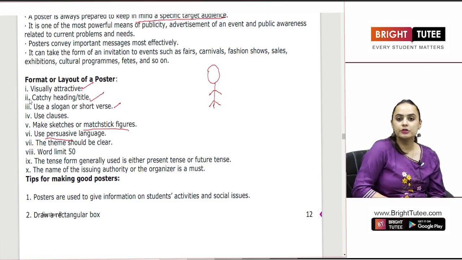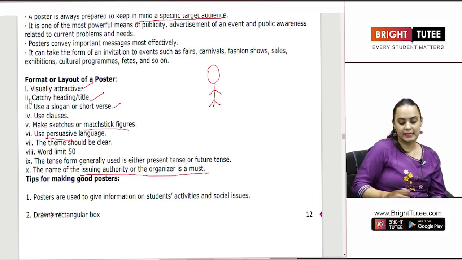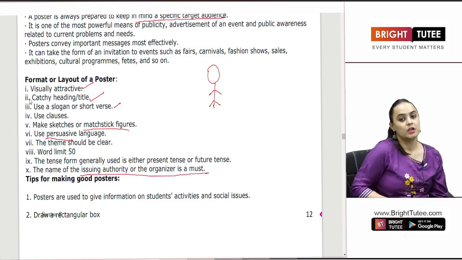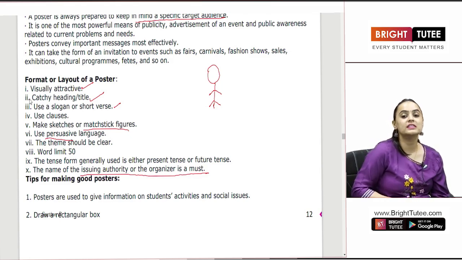The word limit of making a poster is again only 50 words, and one should not exceed that. The tense generally used is either the present tense or the future tense. The name of the issuing authority or organizer is a must. So whosoever is making the poster, whosoever is issuing the poster, writing the name of that authority at the end is very important.